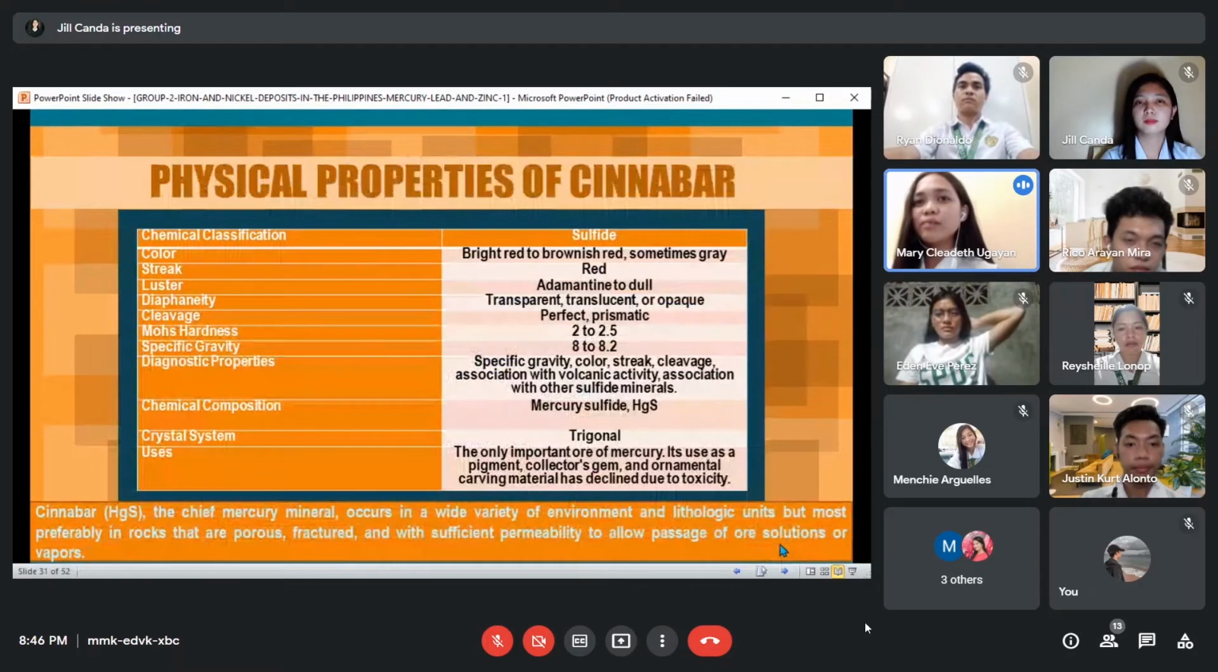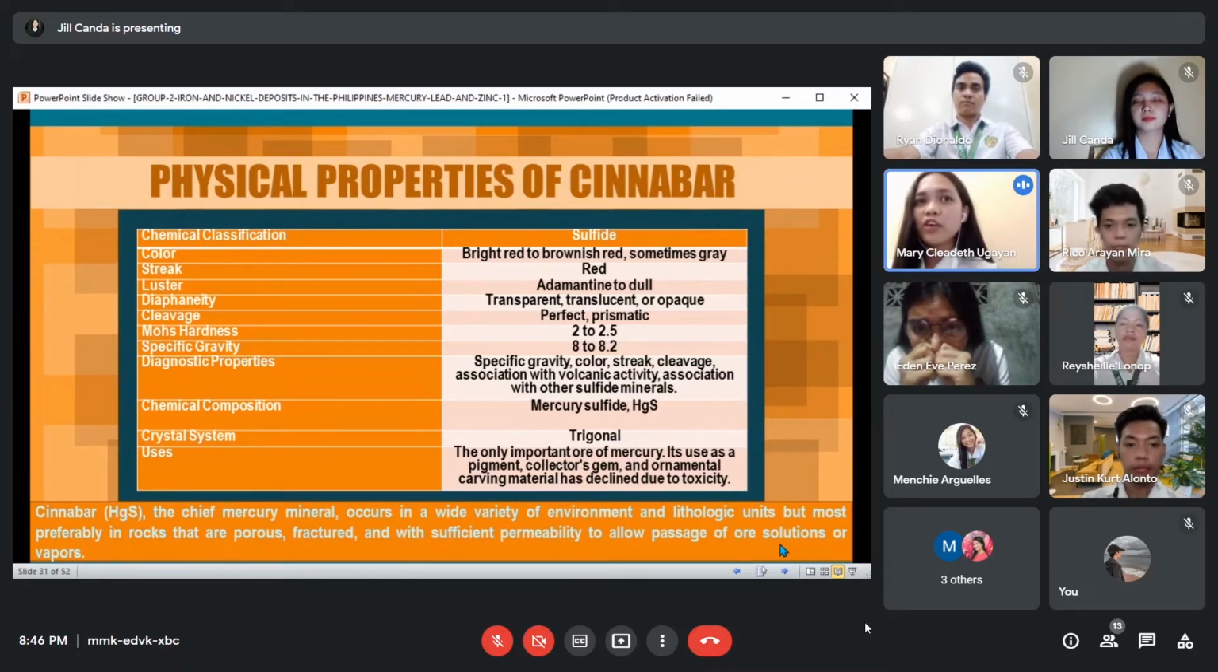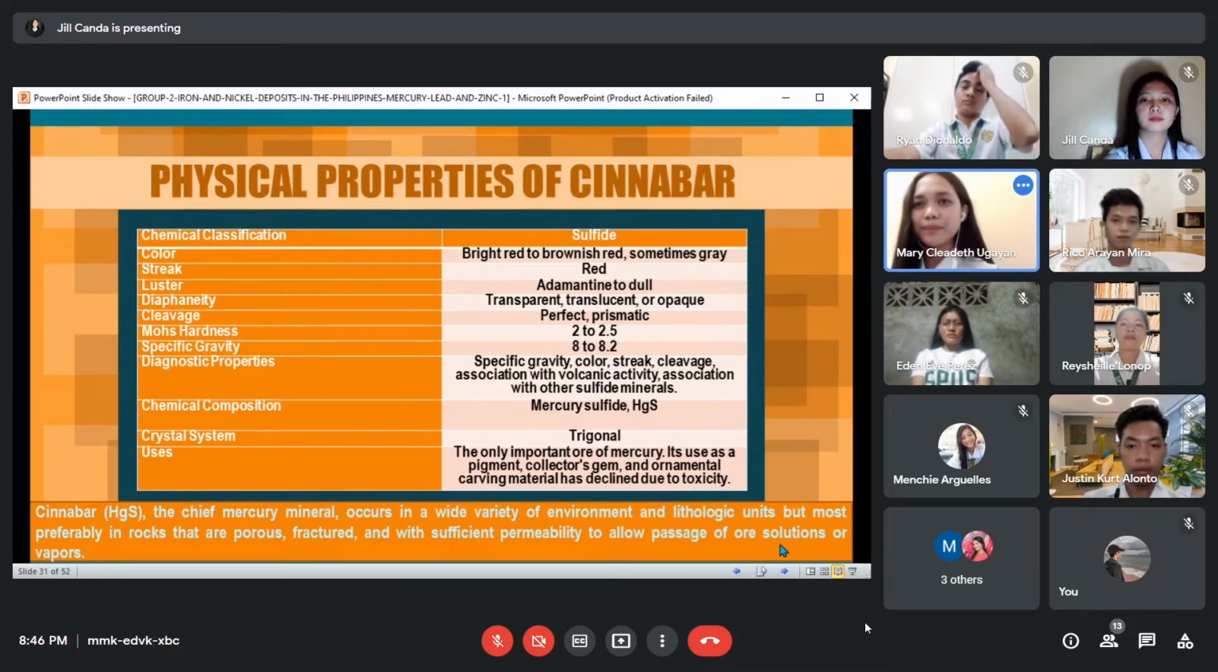Okay, so as you can see in the table, that is the physical properties of cinnabar. Cinnabar, whose chemical composition is mercury and sulfide, contains 86.22% of mercury. It's the chief mercury mineral, occurs in a wide variety of environments and lithologic units, but most preferably in rocks that are porous, fractured, and with sufficient permeability to allow passage of ore solutions or vapors. So I will not further explain the table. Next, please.